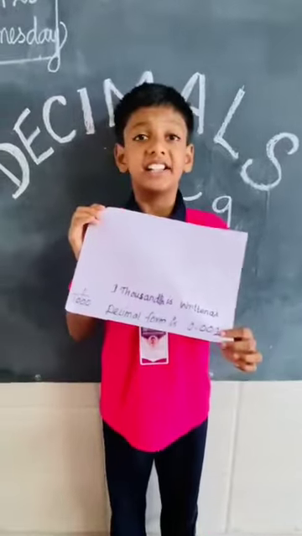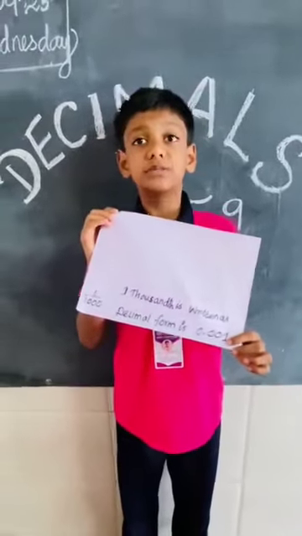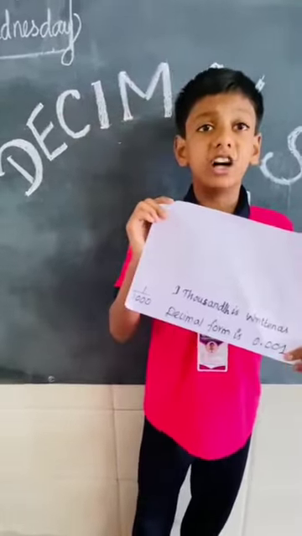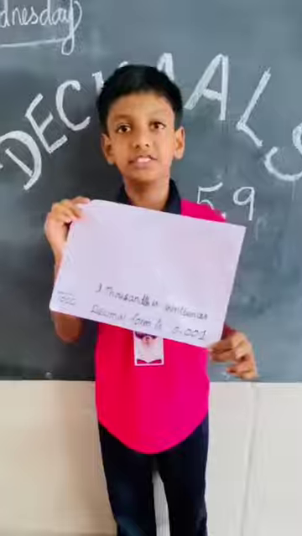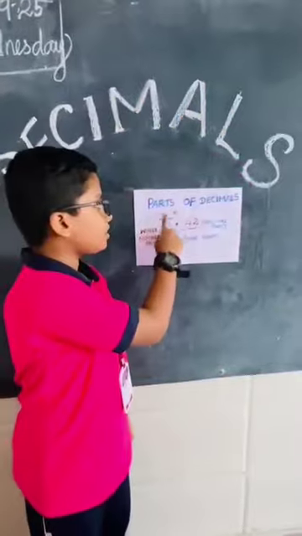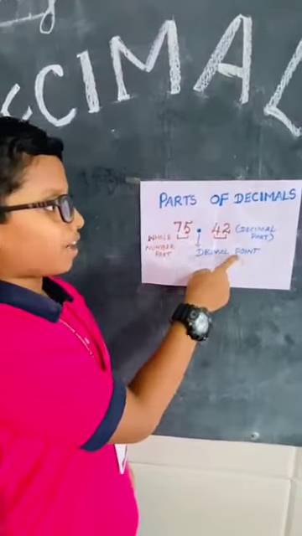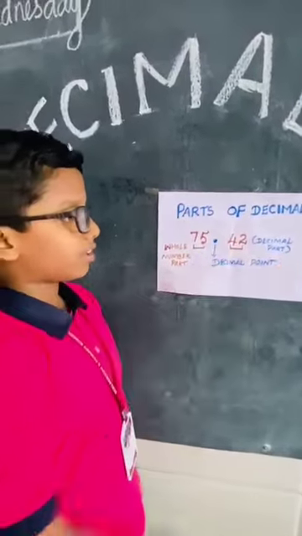One thousandth is written as 1/1000. Decimal form of 1/1000 is 0.001. Parts of decimal: 75 is the whole number part. This is the decimal point. 42 is the decimal part.